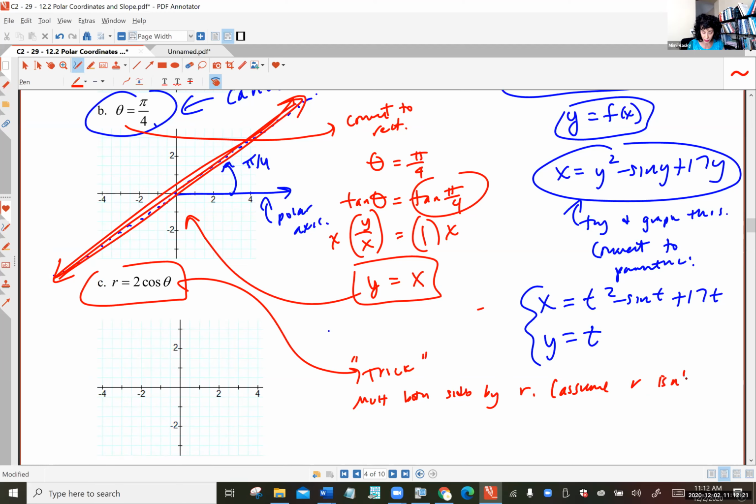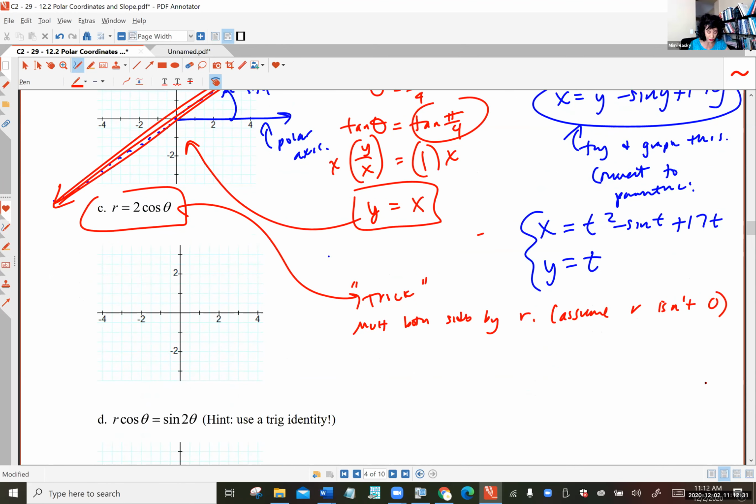Usually when you multiply both sides by a variable, or divide by a variable that could be zero, you may lose information. We're not going to lose information. So if I multiply both sides of this equation by r, the left-hand side will be r times r, which is r squared. And on the right-hand side, we'll have 2r cos theta.